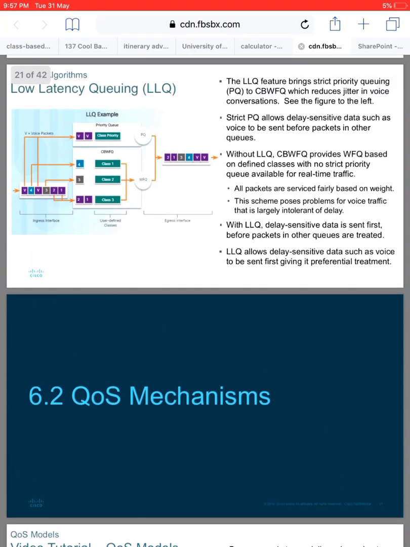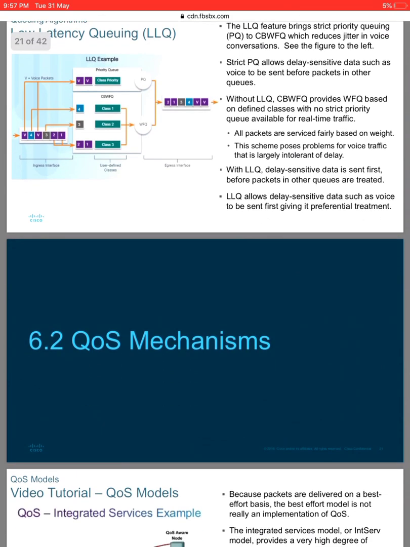So the low latency queuing, or LLQ. The LLQ feature brings strict priority queuing, or PQ, to CBWFQ, which reduces jitter in voice conversations. See that figure to the left. Strict PQ allows delay-sensitive data such as voice to be sent before packets in other queues.